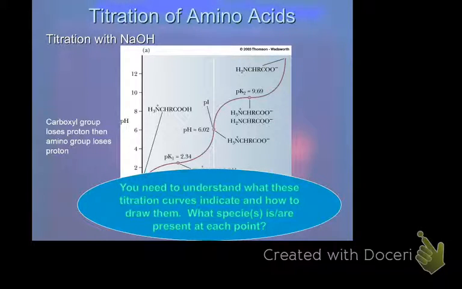So you have to make sure that you understand what these indicate and how to draw them. I can almost guarantee you a quiz or exam question will have something to do with this. So it's really important to understand what pKa really means.